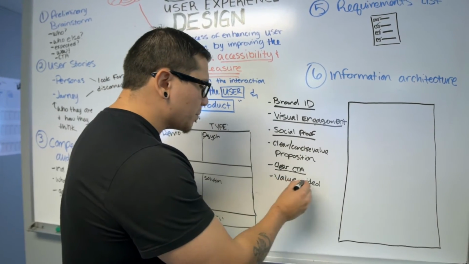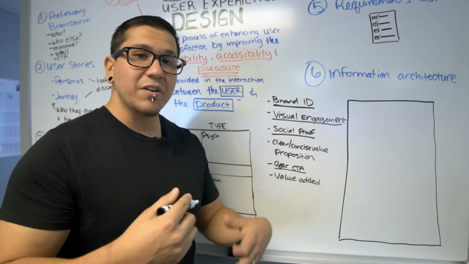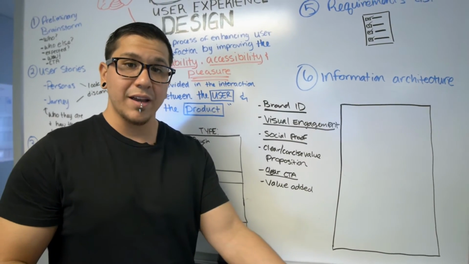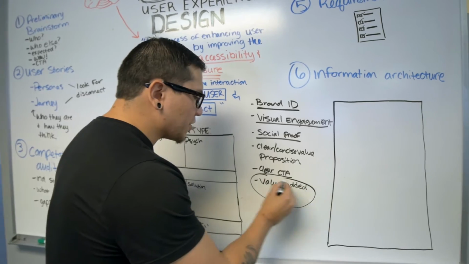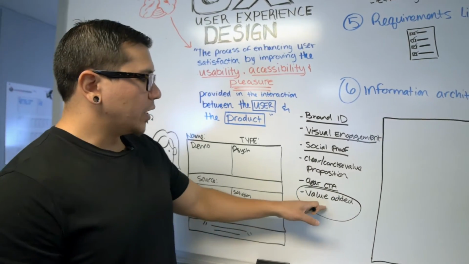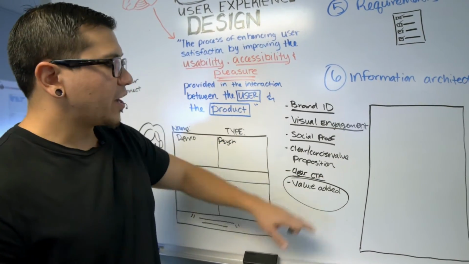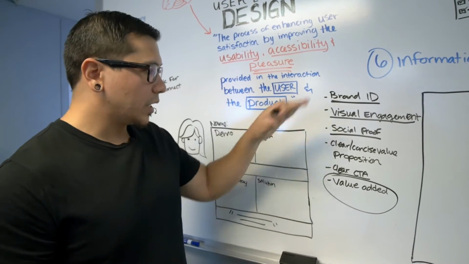But what we found is that most of our users didn't find us valuable enough to give us their contact information because we weren't adding value to them. And so we put on this requirements list value added services that we're going to provide to our users.